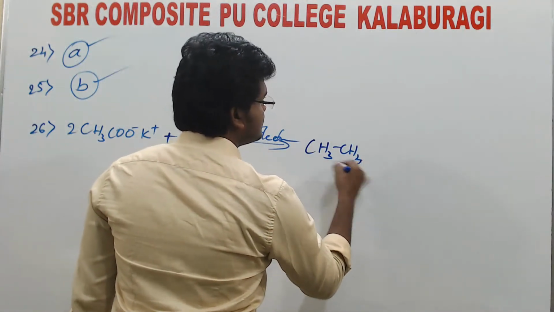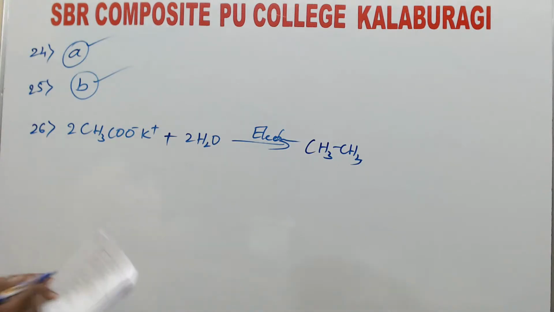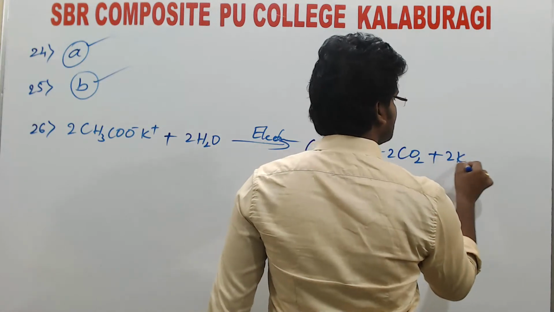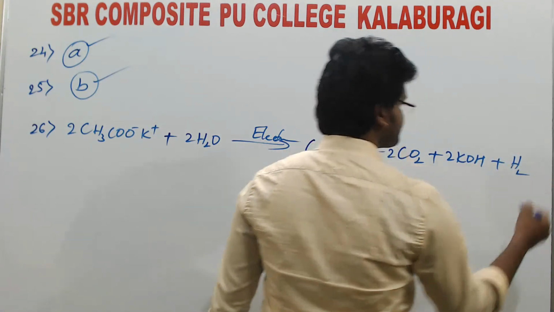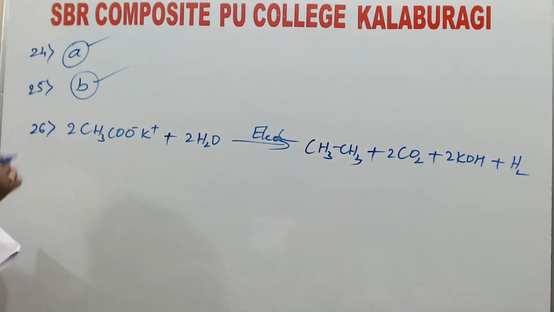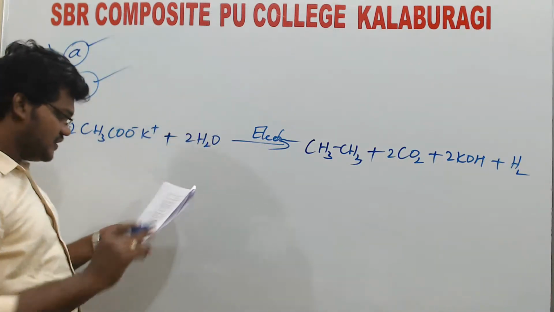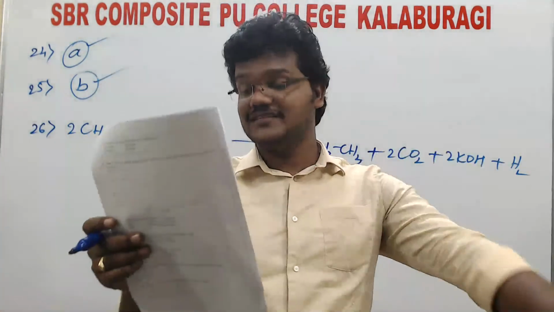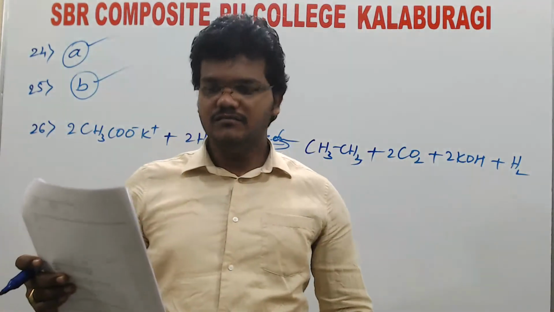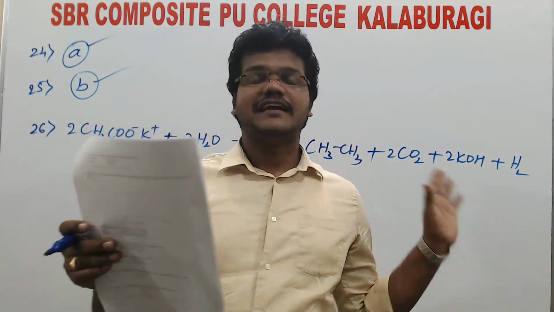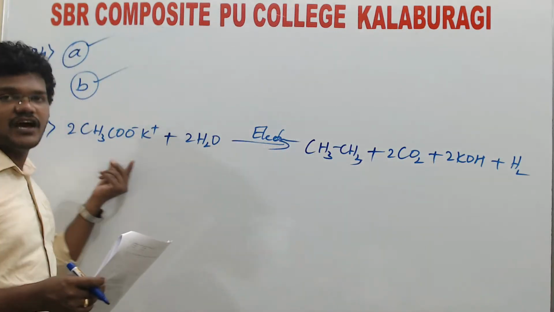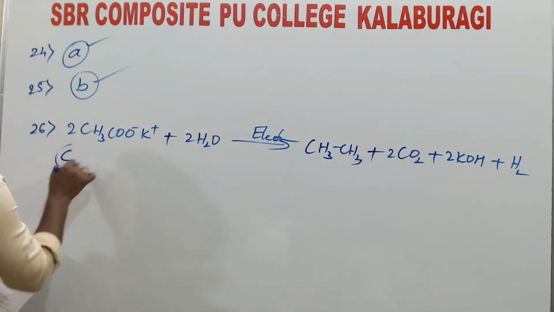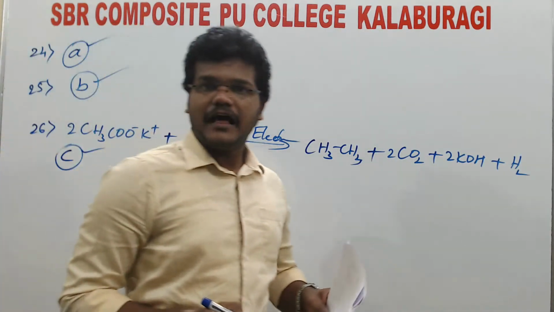CH3 plus CH3, plus 2 CO2, plus 2 KOH plus H2. So by using potassium acetate, we can prepare what? Ethane. That's what they're asking. By using which of the following can we prepare ethane? Electrolysis gives ethane. Potassium acetate, the potassium salt of a carboxylic acid, on electrolysis gives you ethane. So option C for 26 is the correct answer.